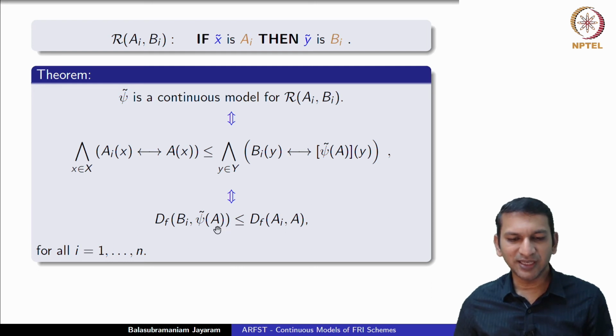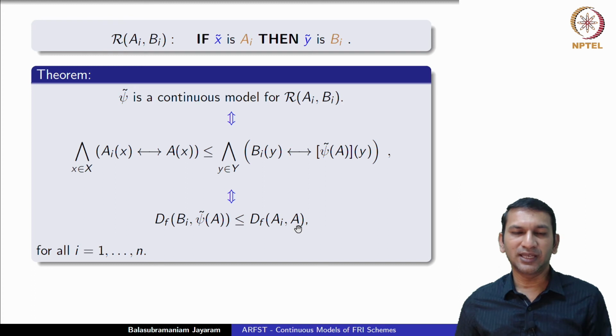So what does it say? Whenever this happens, this is equivalent to saying that psi tilde of a, the output, the image of the given input a under psi tilde, is much closer to the corresponding consequent b_i, compared to how close the given input a itself is to the corresponding antecedent. So we insist the image of a is much closer to b_i than a itself is to the antecedent a_i, as measured by this metric d_f.